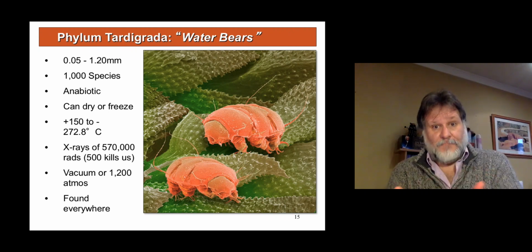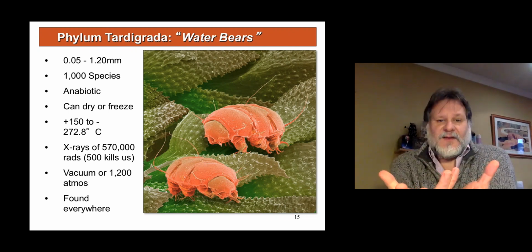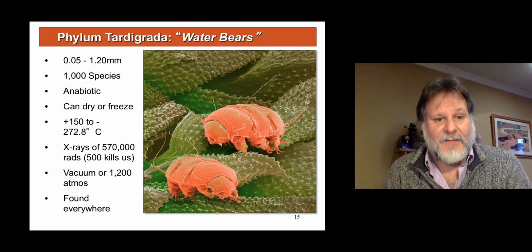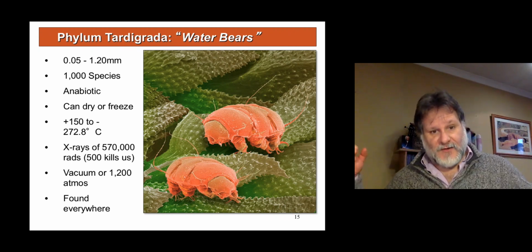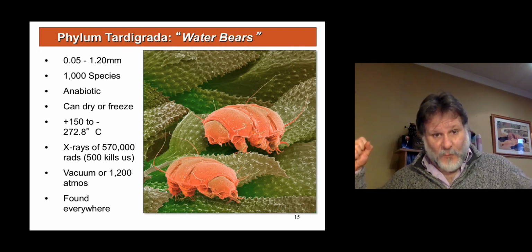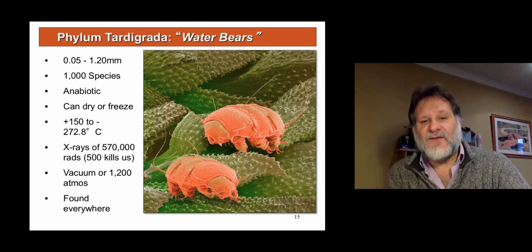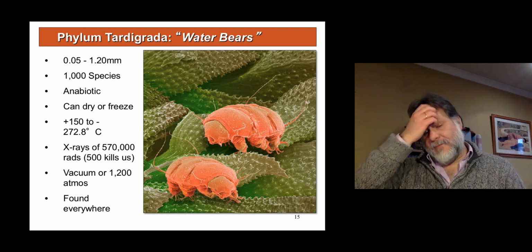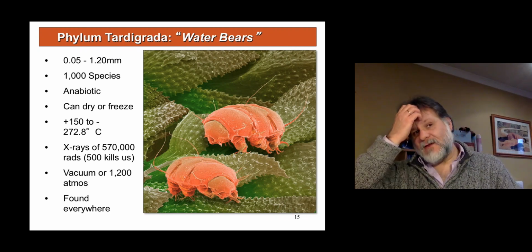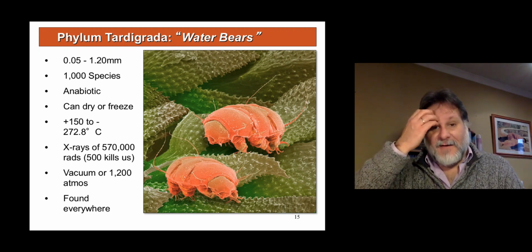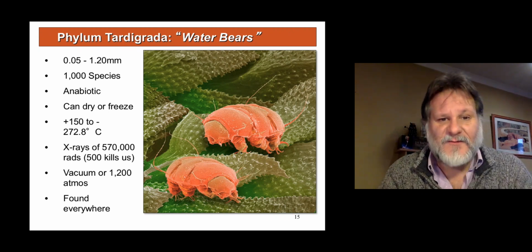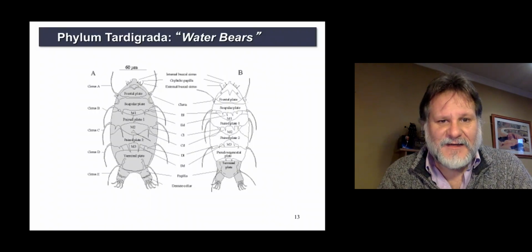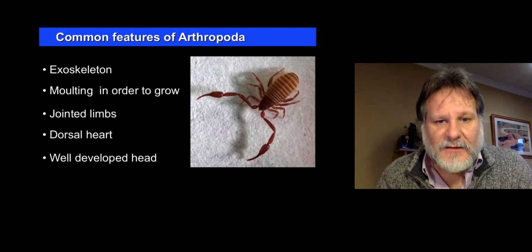You can put them in a vacuum, evacuate all the air from a cylinder with tardigrades in there, and they seem to be happy enough when you let the air back in. Or you can pressurize them. You can expose them to 1,200 atmospheres of pressure, and they just say all right. And they're found pretty well everywhere. So moss piglets or water bears should be much better known than they are, and doyens of popular culture. But they are rather cute, particularly that one there.